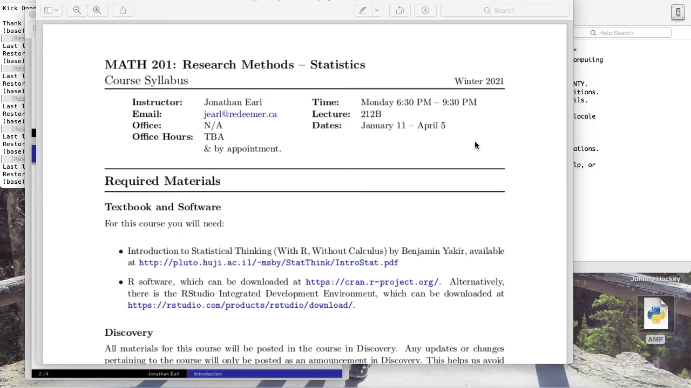Okay, so we ideally will meet Monday nights from 6:30 to 9:30. We don't have a reading week, but we will be off on the Family Day holiday in February, but not Easter Monday. Assuming that we do end up eventually meeting in person, we'll be in room 212B.